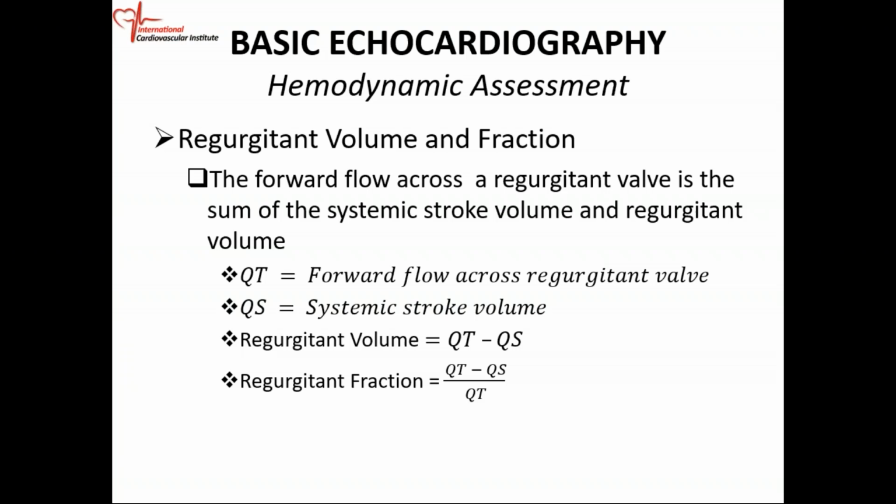All right, let's look at mitral regurgitation. We're going to look at mitral regurgitation, but regurgitation anywhere is the same principle. So when we have mitral regurgitation, we have a certain amount of blood which is going backwards from the left ventricle across the mitral valve into the left atrium. And that volume of blood is called the regurgitant volume.